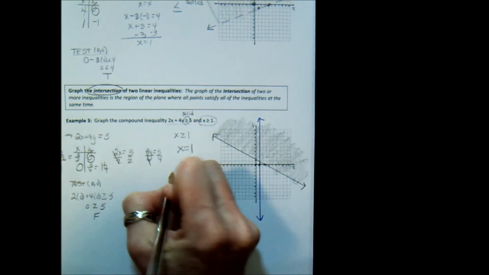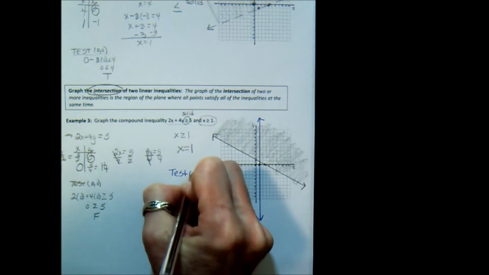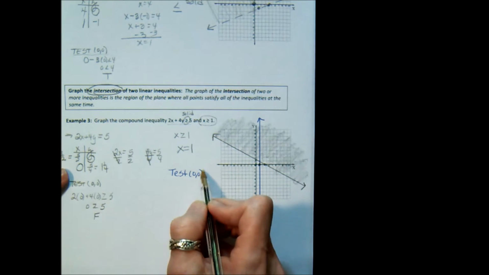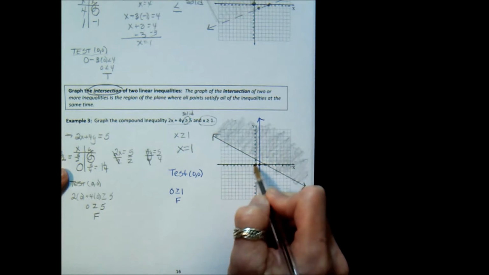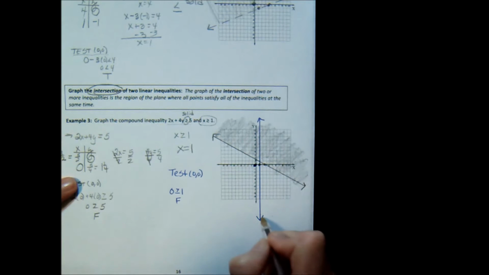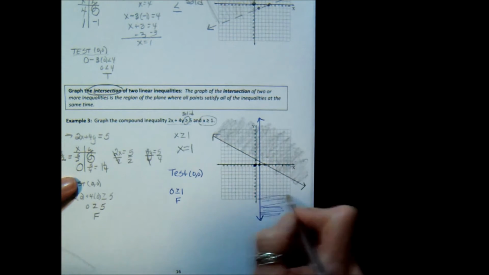So it looks like that. And now with respect to this blue line, I also have to test the point 0, 0 in my original equation. There isn't even a y to put a 0 in for, so I just put the 0 in the x spot. Is 0 greater than or equal to 1? That is also false. So that means that the 0, 0 is not in the correct region for the blue line either. So I'm going to shade this side of my blue line.